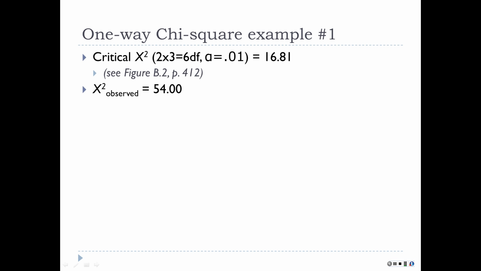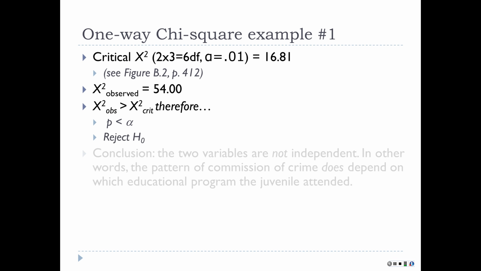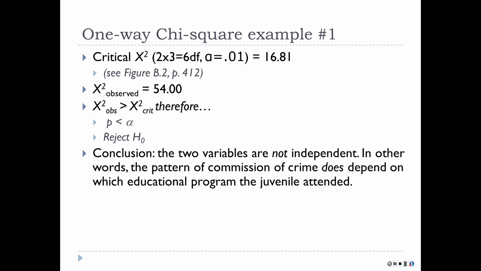We got to have a number higher than that. And our chi-square observed is 54. That's a lot bigger than 16 or 17. So observed is greater than critical, therefore our p-value is less than our alpha value. So the probability of observing this, if the null hypothesis is true, is less than our type 1 error benchmark rate. So we reject the null hypothesis, and in conclusion, the two variables are not independent. The null hypothesis was that they are independent.